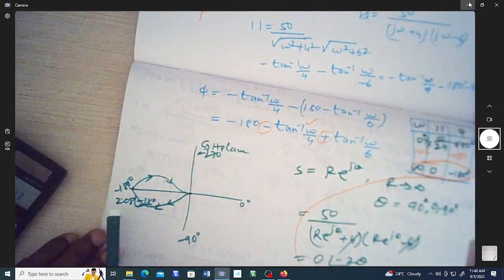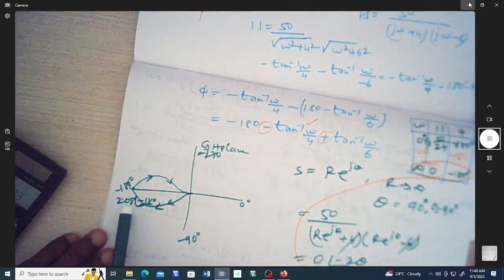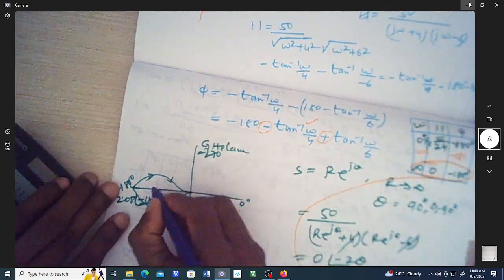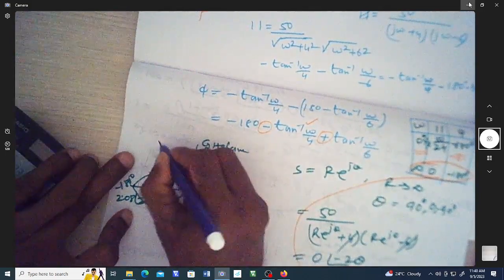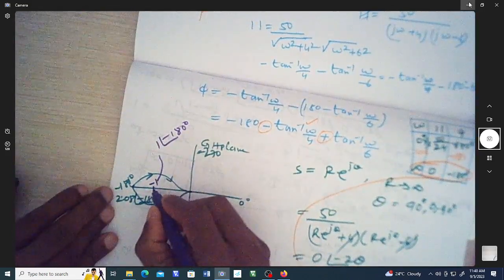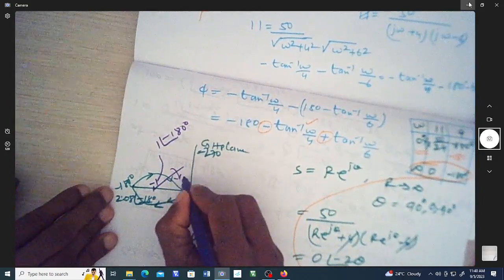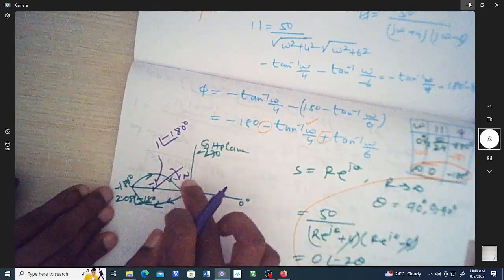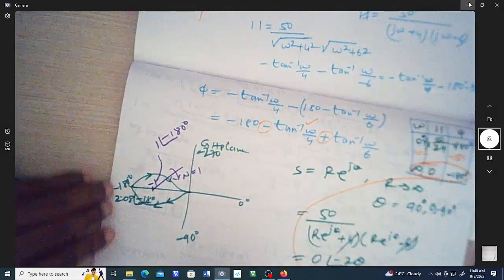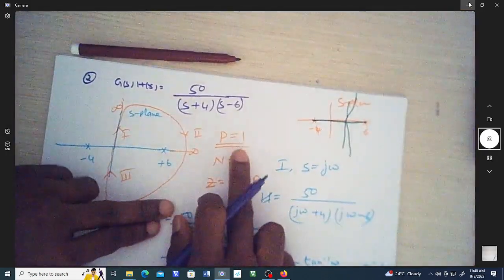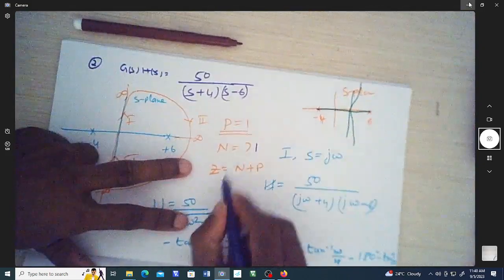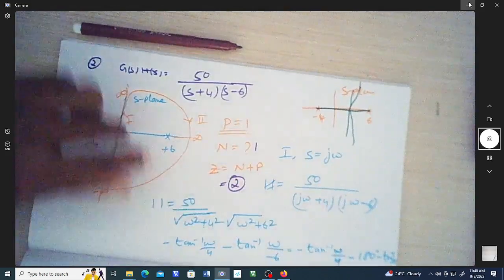So since it is 2.08 at an angle of minus 180, so minus 1 is actually minus 1, which is nothing but 1 at an angle of minus 180 degrees. Since this contour encircles this minus 1 plus j0 once, n is equal to 1. So what was the value of p? P was 1, and we found that n is 1, so this becomes 2.